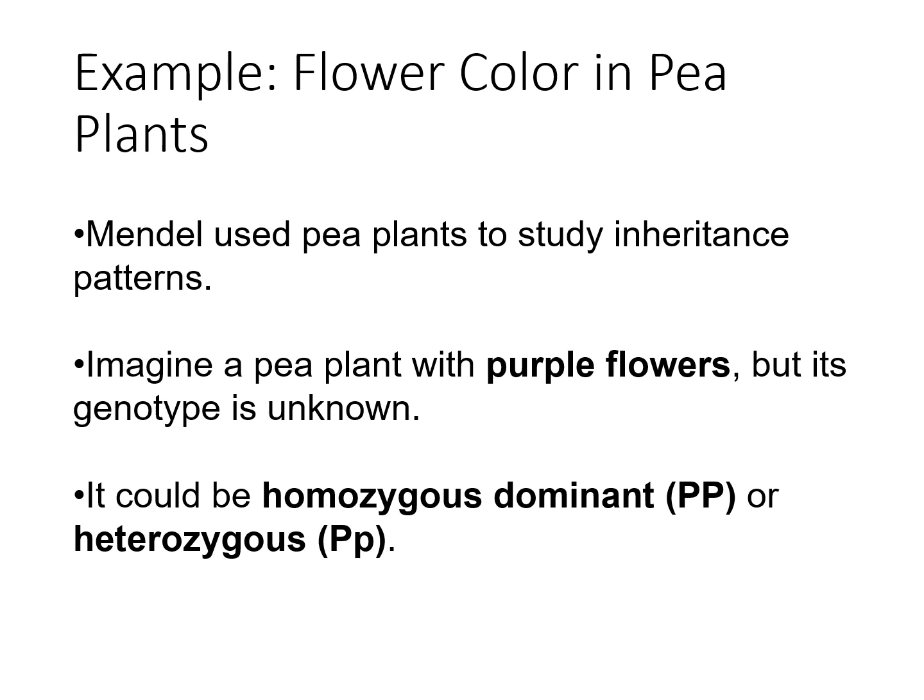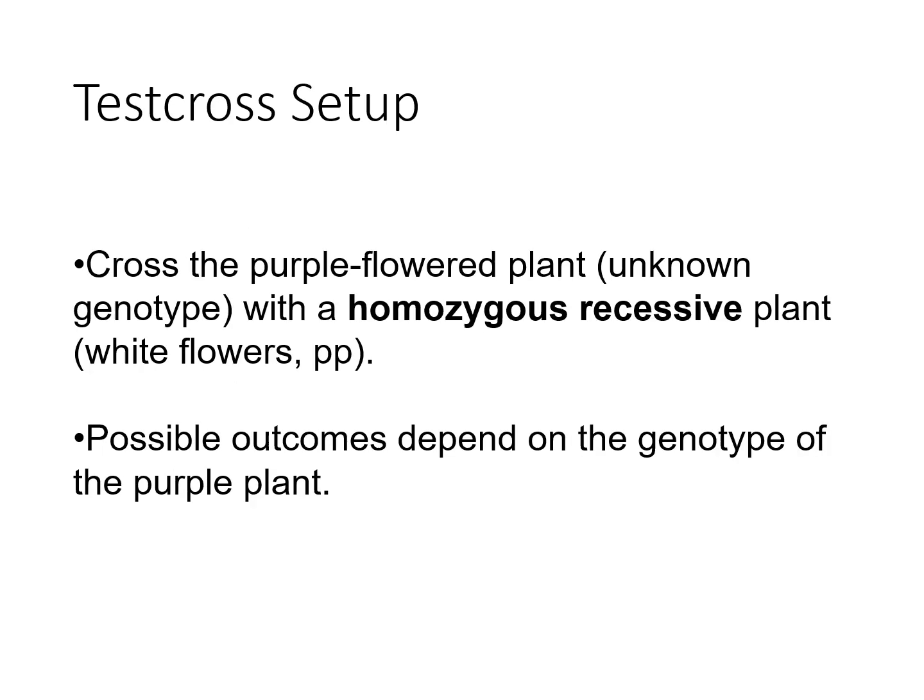Suppose we have a pea plant with purple flowers, which is a dominant trait. But we don't know its exact genotype. Is it homozygous dominant, capital P capital P, or heterozygous, capital P lowercase p? To answer this question, we perform a test cross. We take an individual with the dominant trait, like a purple-flowered pea plant, and cross it with one that's homozygous recessive, lowercase p lowercase p. By observing the traits of the offspring, we can figure out the unknown parent's genotype.